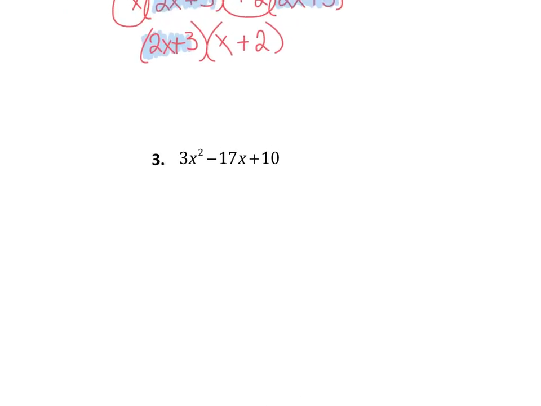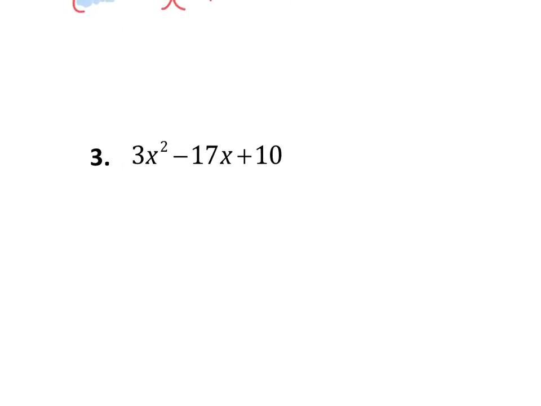Number 3. So here there's no GCF between 3x squared, 17x, and 10. Because my leading term is 3x squared, I know the only way to get that is 3x and x, and then 10, it could be a multitude of things. It could be 1 and 10, 2 and 5, and they have to add up to negative 17 in the middle. So this one might take a little bit more effort. If you do the chart, you're going to have factors of 30 that add up to negative 17. So now, my product is positive, my sum is negative. That means the factors have to both be negative.